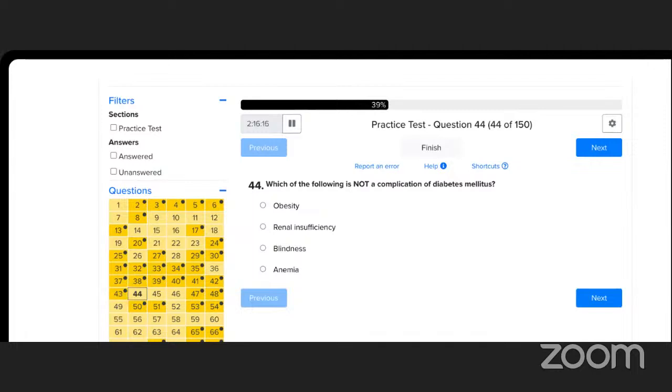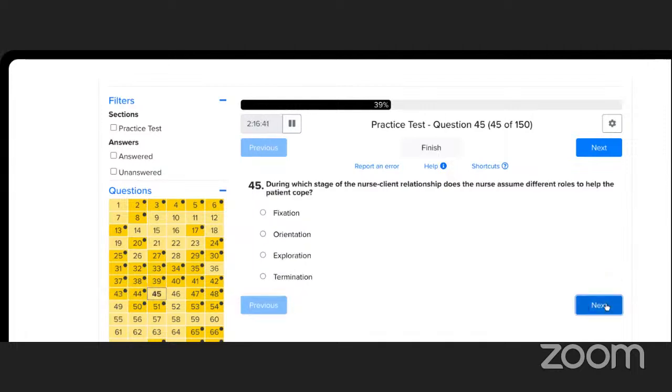So now we have B and D. Is renal insufficiency a complication of diabetes? Anemia. They said which one is not. Renal insufficiency could, I think, affect your diabetes, your endocrine system. I'm gonna pick anemia by elimination.